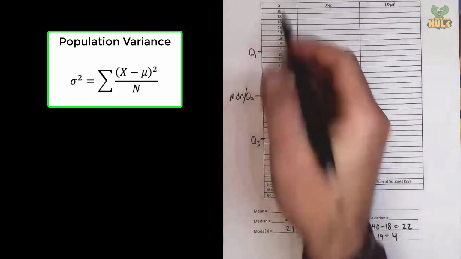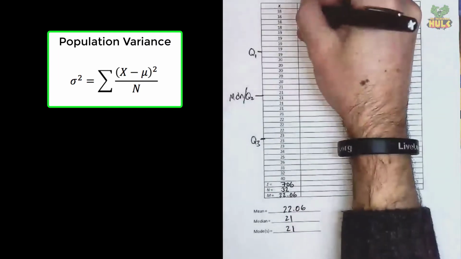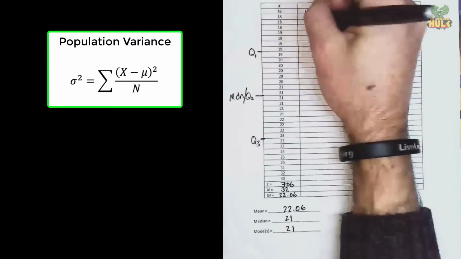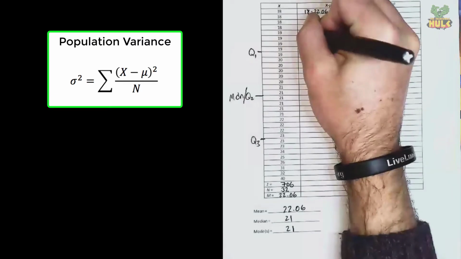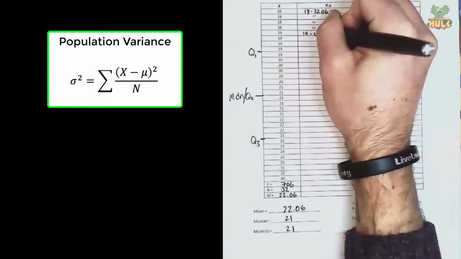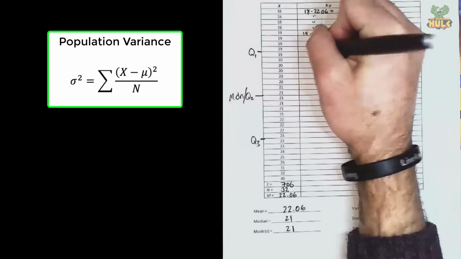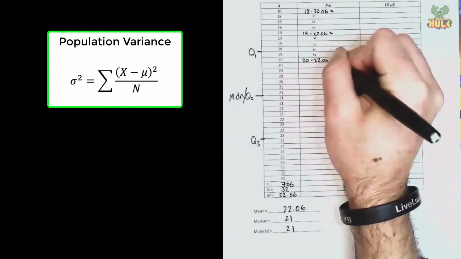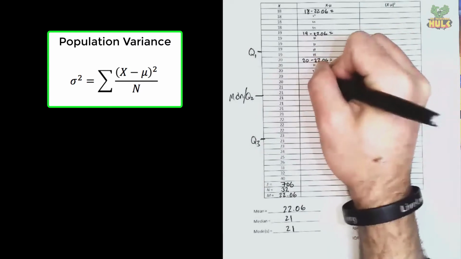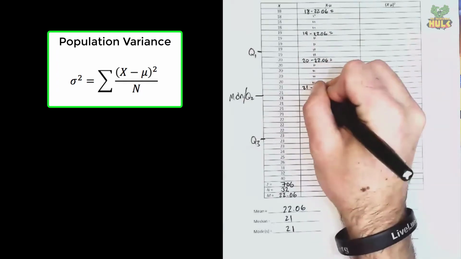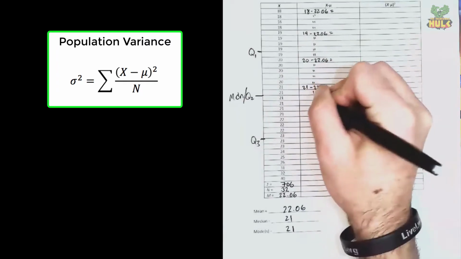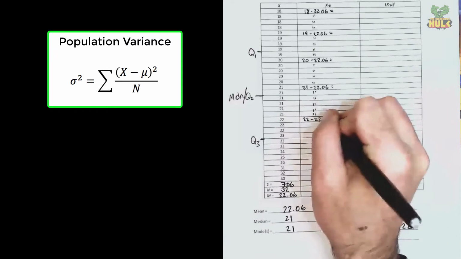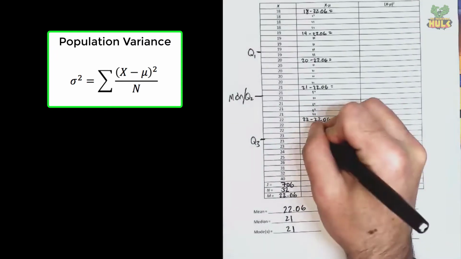Well, we know the mean, we know the score, which means we have to do, okay, 18 minus 22.06 equals, and then we got to do it again, and again, and again, and 19 minus 22.06 equals, and then we do that again for each of the times there's a 19. I'm just putting these little ditto quotation marks. 20 minus 22.06 equals, do it again for each one. 21 minus 22.06 equals, again for each one. 22 minus 22.06 equals. All right, let's just finish this out.